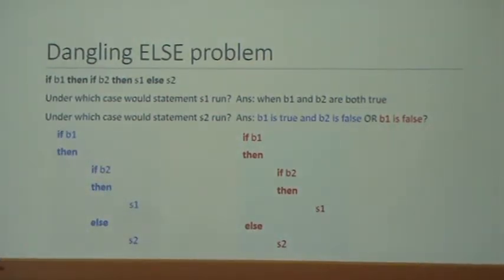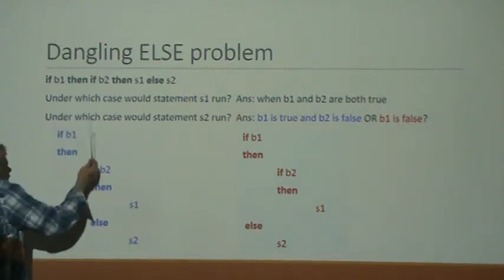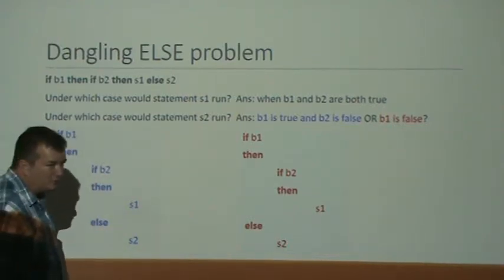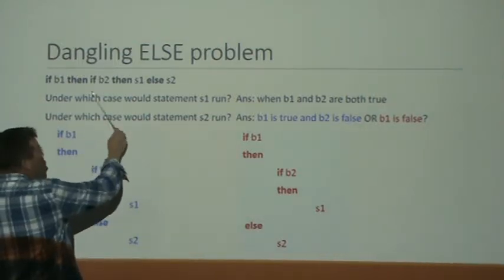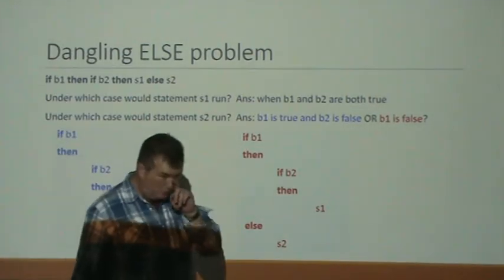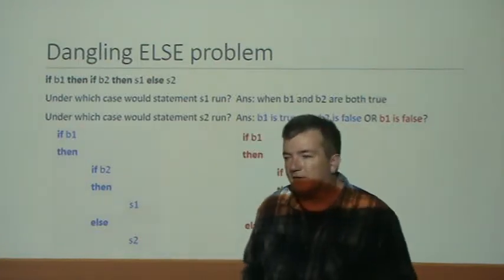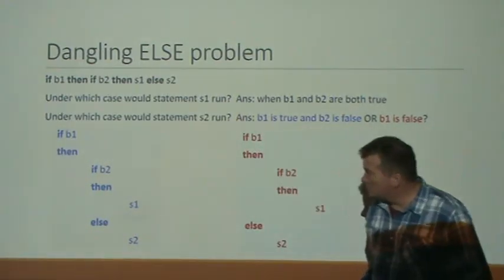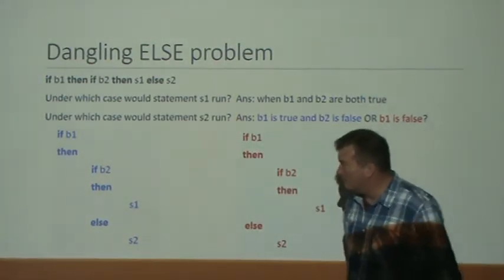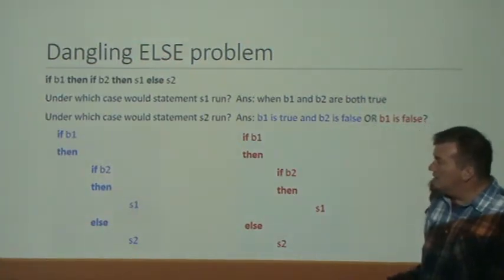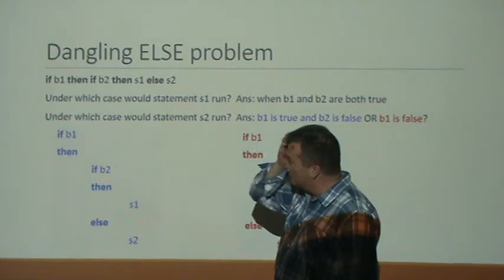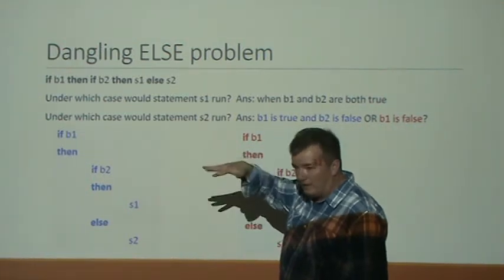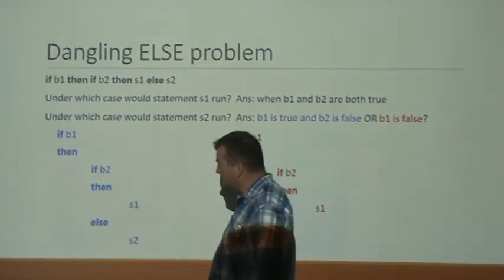What would need to be true out of the Boolean expressions to have statement 1 run, and which of them would need to be true to have statement 2 run? And the answer to this question is it's not clear. It's ambiguous. So we're going to use indentation to try to get an idea of the if-then-else structure.